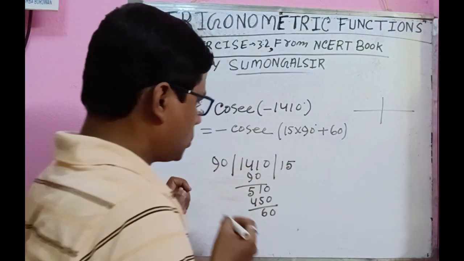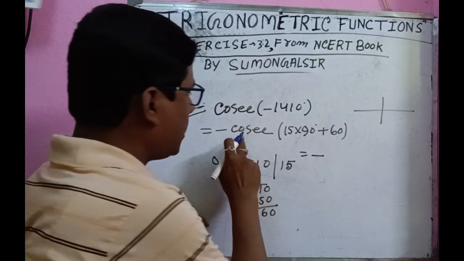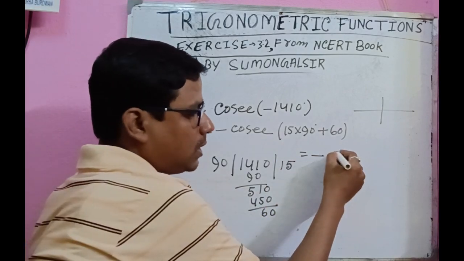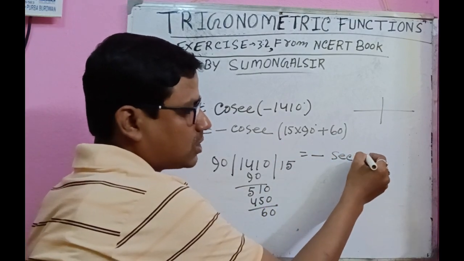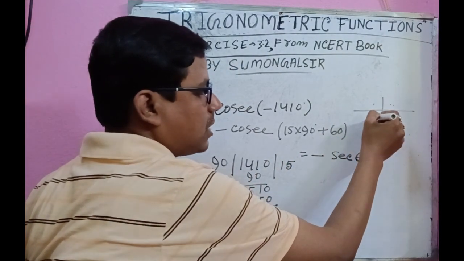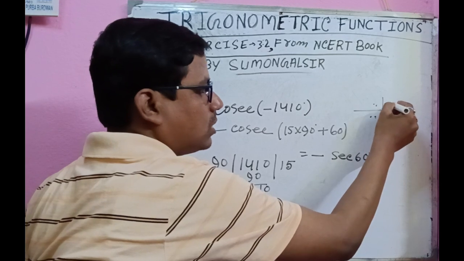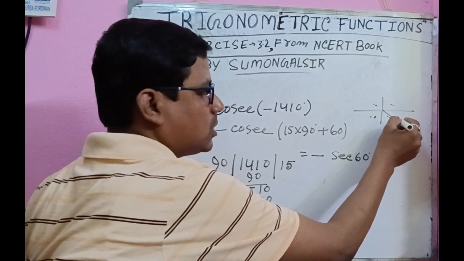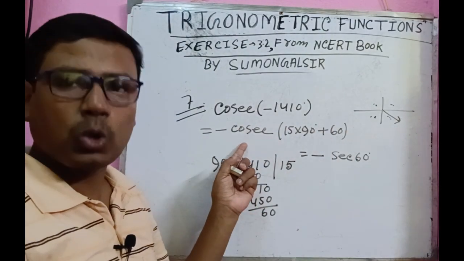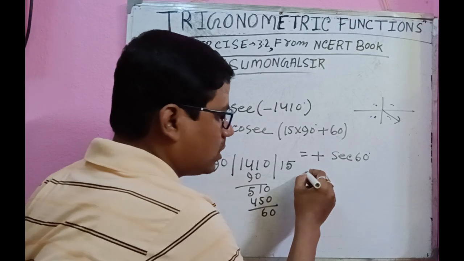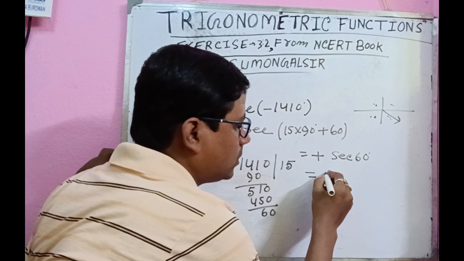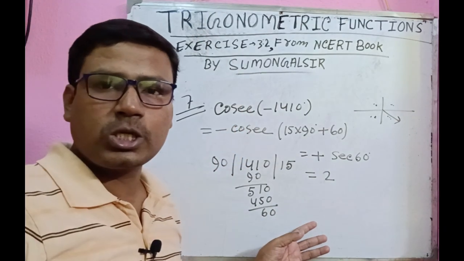Now 15 means this will be odd, so cosine will be converted to sec, and sec 60 is there, and now the position is 1, 2, 3, 4, 5, 6, 7, 8, 9, 10, 11, 12, 13, 14, 15. 15 plus something, this is the room. So this is the room of cos, but we are starting from cos. So minus and minus, this will be the plus. So we know that sec of 60 is equal to 2. So this is the completion of 7.